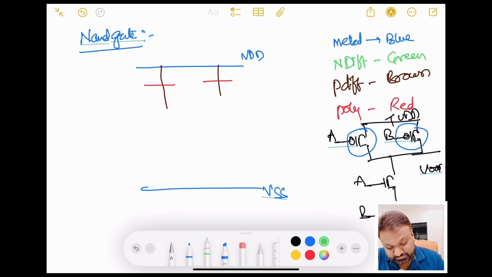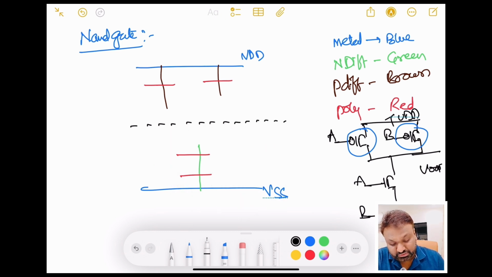Similarly, I have a green here, and red crossing green, in series, gives the NMOS transistors. Before drawing this I can have a demarcation line here. Now I have realized two PMOS transistors and two NMOS transistors.